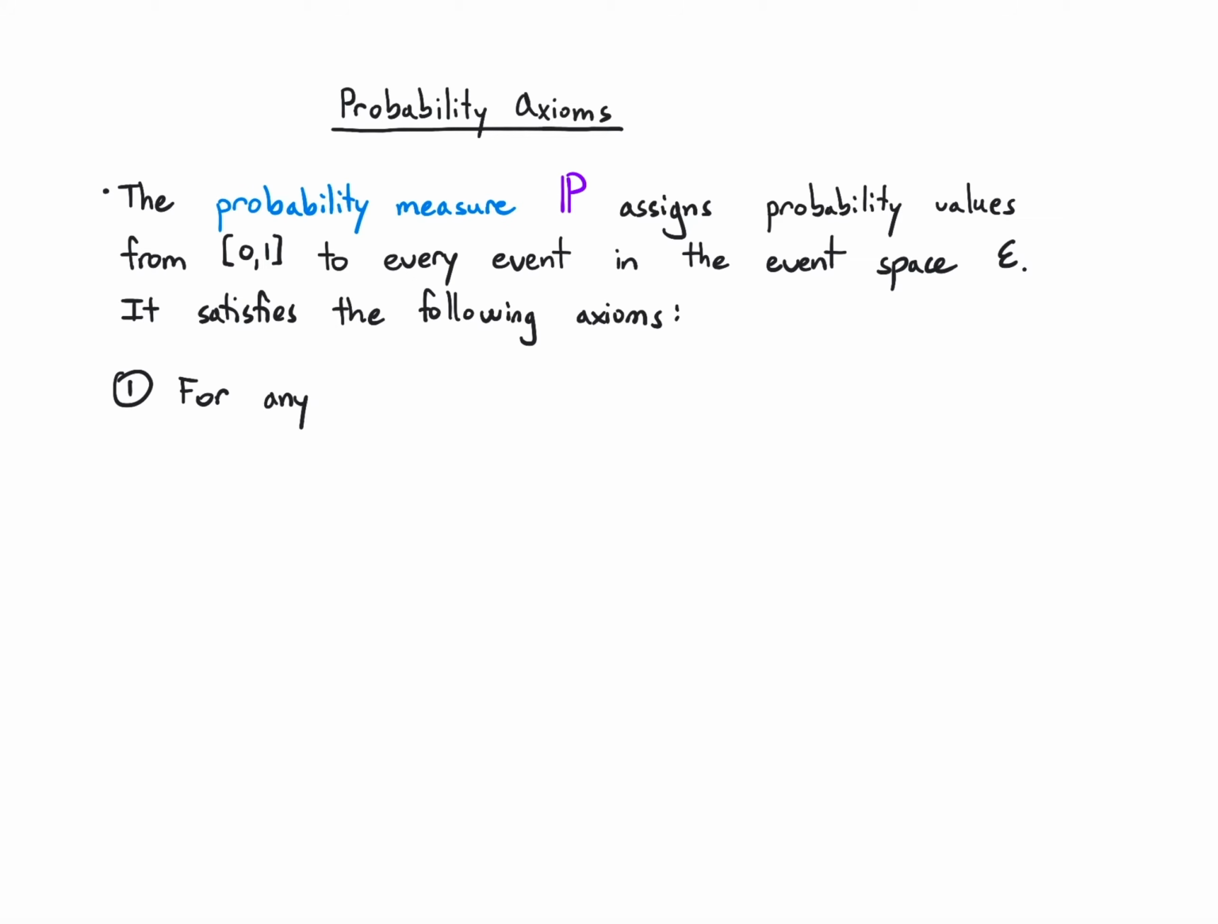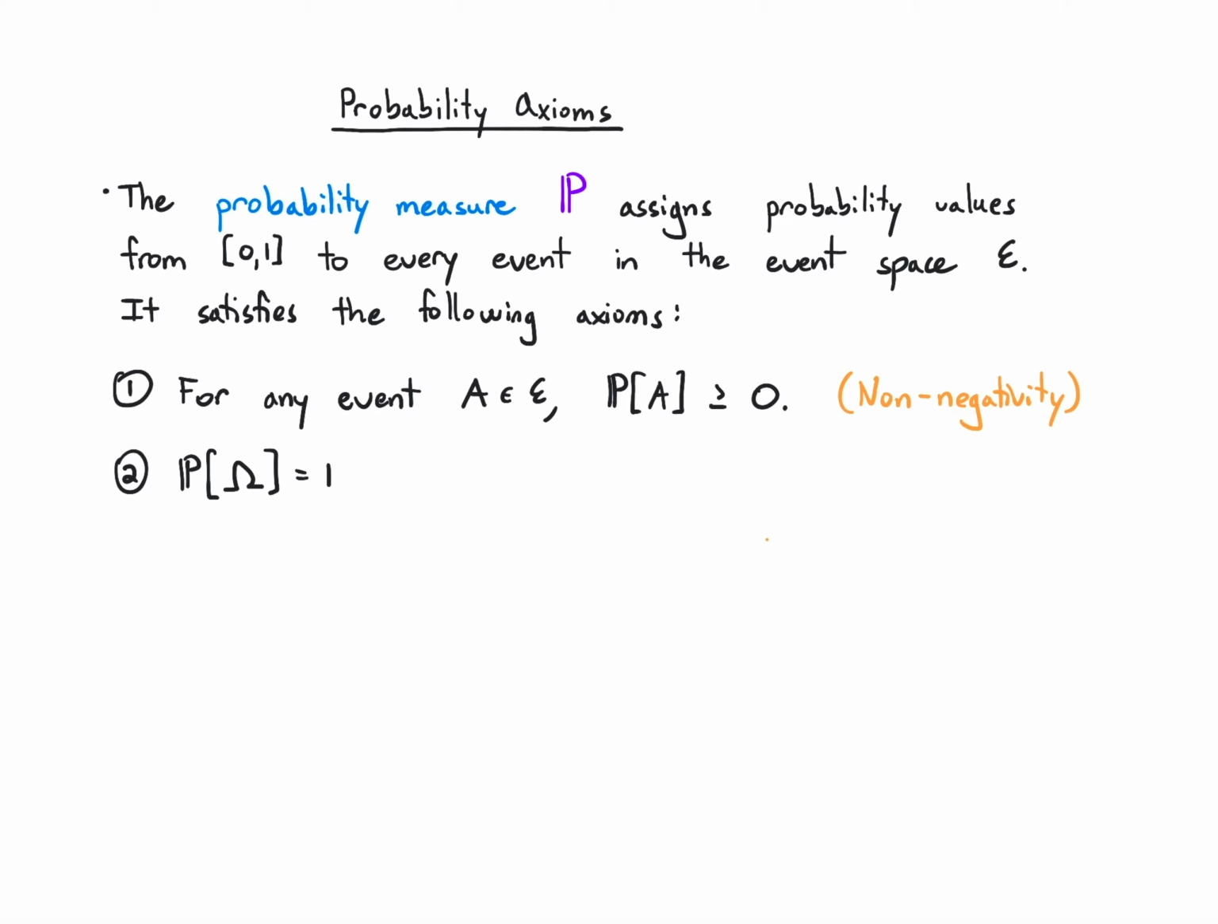First, for any event A in the event space, the probability is non-negative. You cannot have negative probabilities. It's called non-negativity. Second, the probability of the sample space is 1, which means that the probability of seeing something occur, whatever it is, is 1. So something will occur. We call this normalization, so I normalize the total probability to 1.